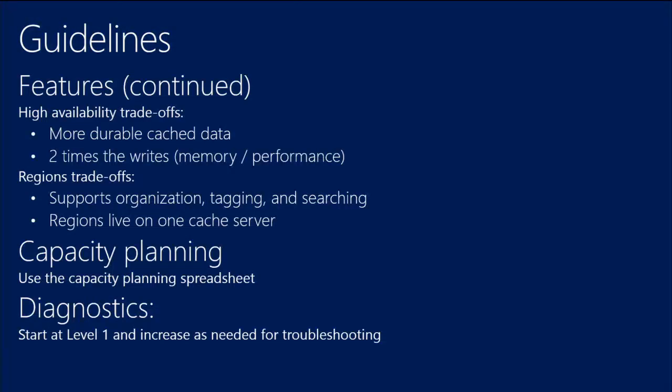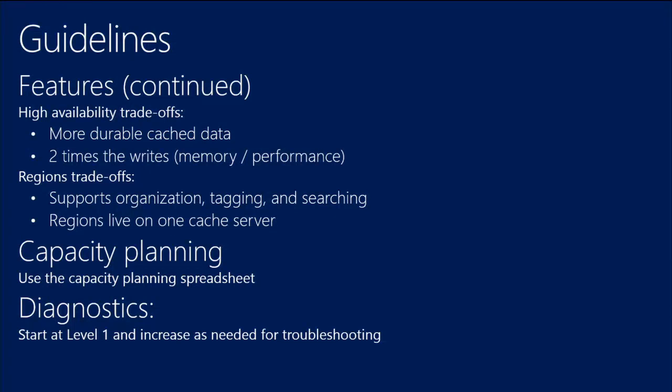High availability: the benefit is more durable cache data, but it takes 2 times the writes because every item has to be written twice. It takes up twice as much memory. Same thing with regions. It gives you the ability for searching and tagging, but you've got to do a little bit of management yourself to make sure that you don't skew all the items into a single region on one node of the cache.